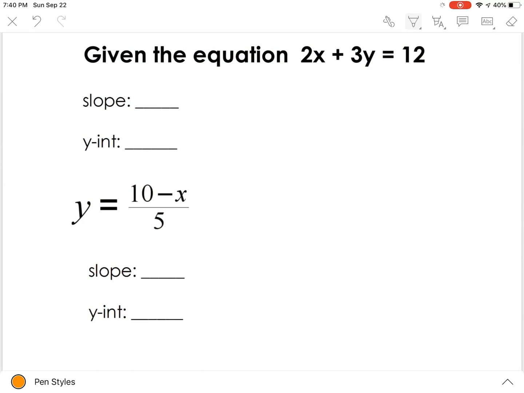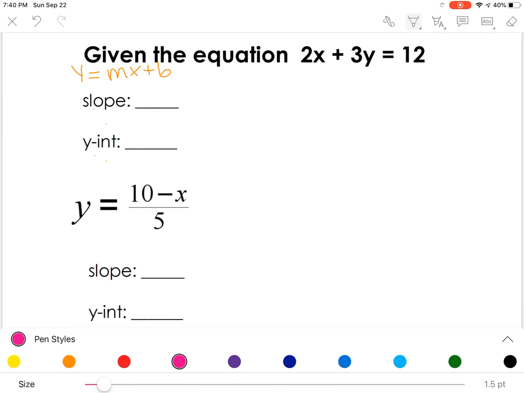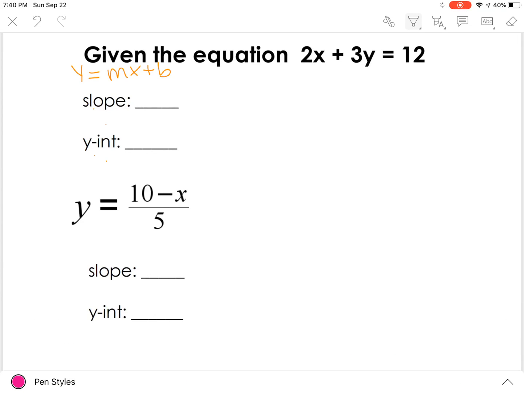Given the equation, so we have 2x plus 3y equals 12, and we want to find the slope and the y-intercept. In order to find the slope and y-intercept from an equation, it has to be in that slope-intercept form. So notice that 2x plus 3y equals 12 is not in slope-intercept form, so we need to rearrange it so it is. So our job is to get y by itself.